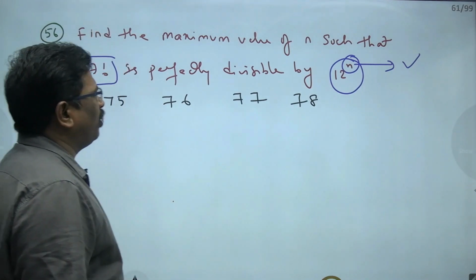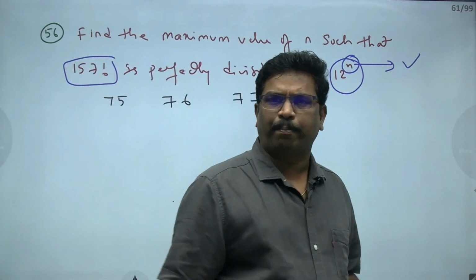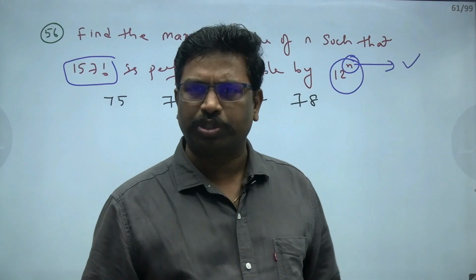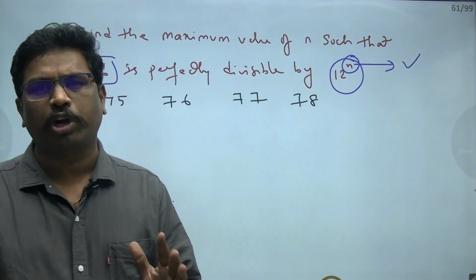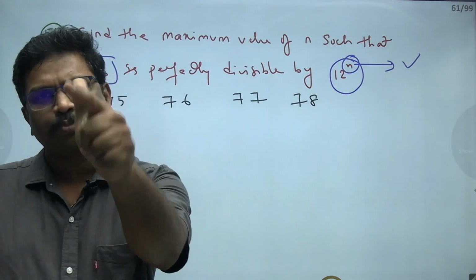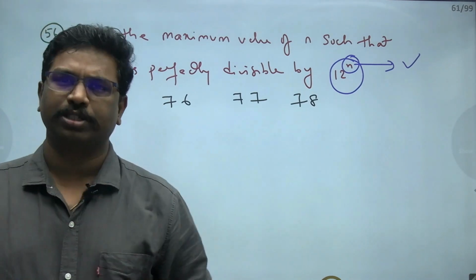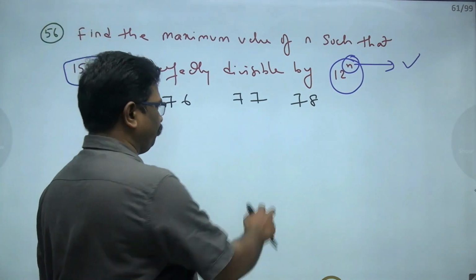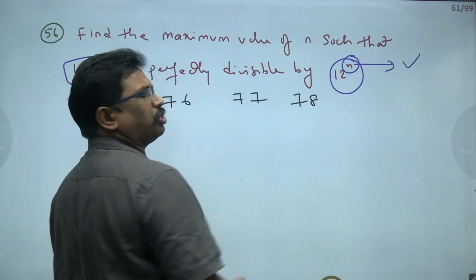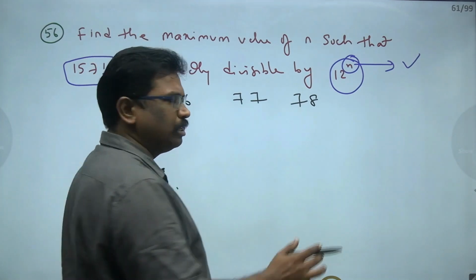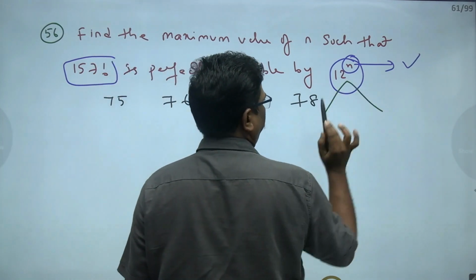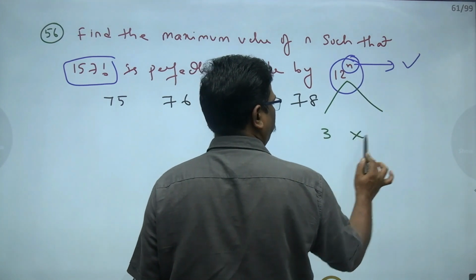So guys, observe. First point: you need to check whether it's a prime number or not. In case it is not a prime number, then it's your responsibility to convert it into a product of prime numbers. So check first. 12 is not a prime number, so you are converting it into a product of prime numbers.